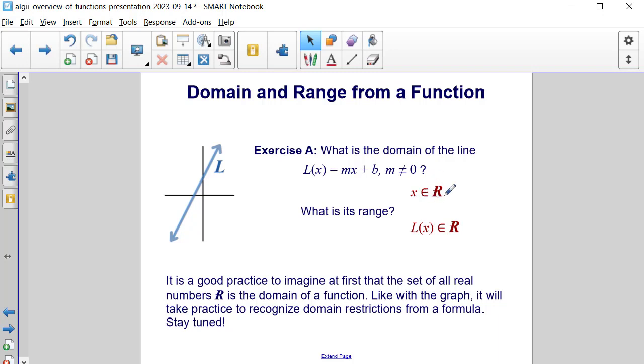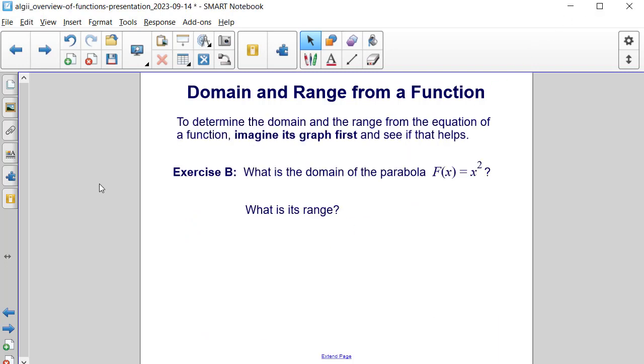The x values are contained in the entire real number set, and the range is also contained in the all real number set. It is a good practice to imagine at first that the set of all real numbers, or the special R, is the domain of a function. Like with the graph, it will take practice to recognize domain restrictions from the formula or the general equation that is given to you. Stay tuned on how to do that.